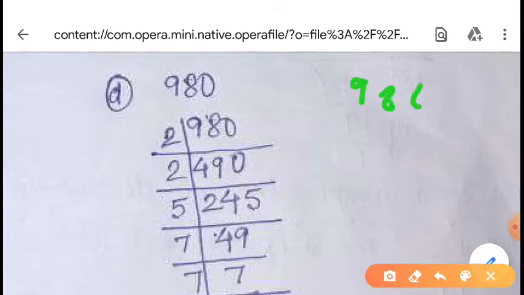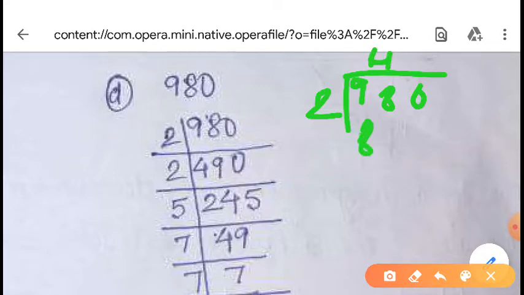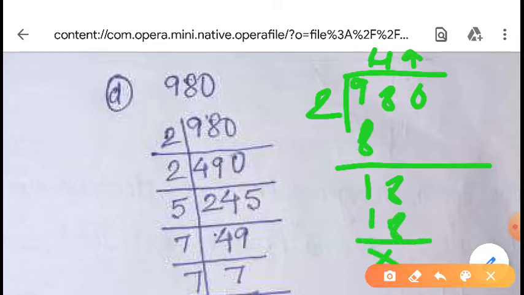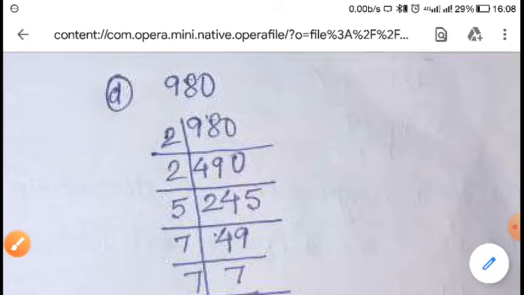See once again: 980 divided by 2. 2 fours are 8, 1 is left here. Now 2 nines are 18, and 18 will cross out here, and this 0 will come down. In this way you find 490.